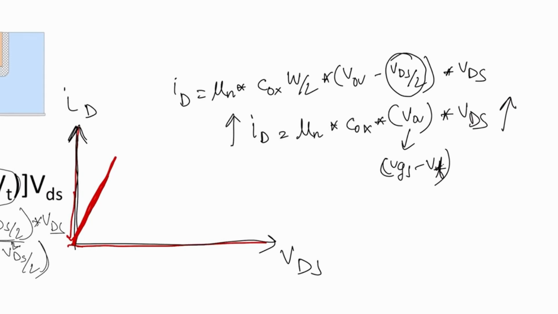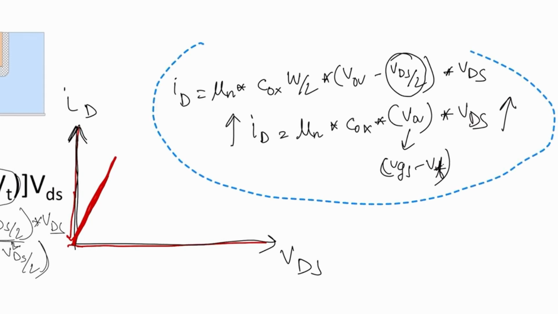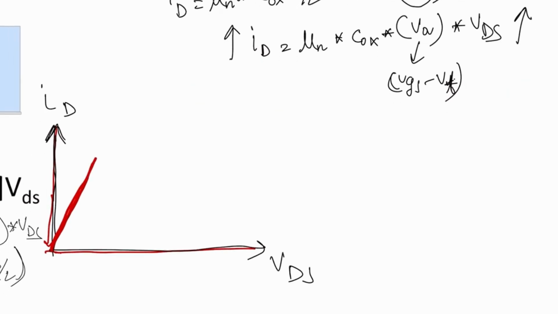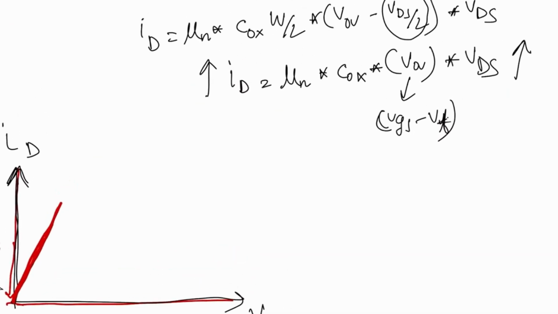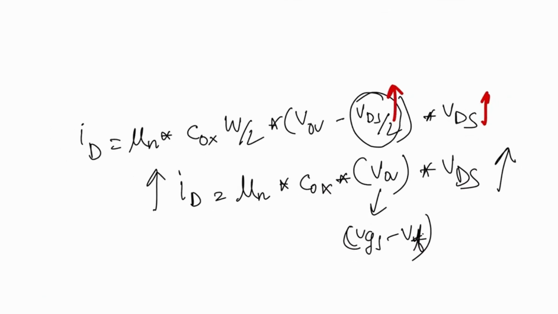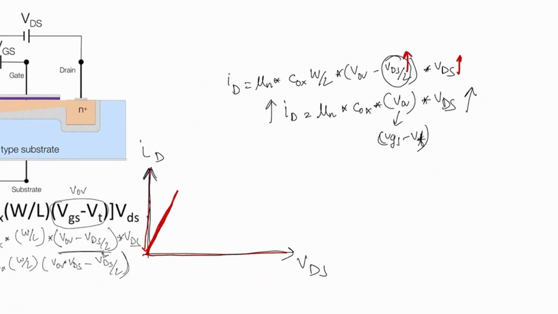But now what will happen? Now the situation will change. Now you increase the value of VDS. So if you increase the value of VDS, then the resistance of this channel increases. So the current will make a slope. It will not increase linearly. Okay, it increases in a slope. And this one is called the linear region.